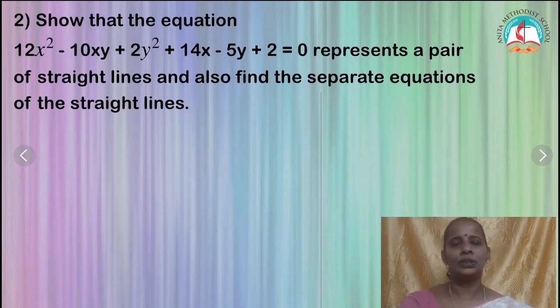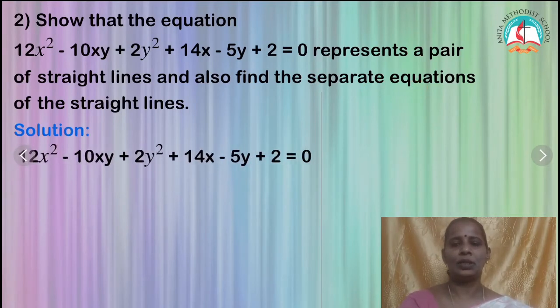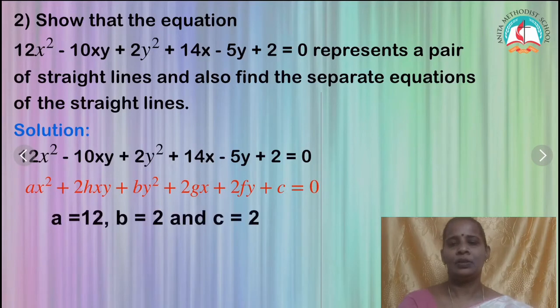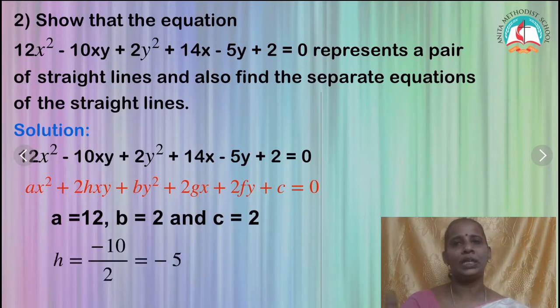Okay, look at this question. I want to prove it represents a pair of straight lines and find the separate equations. First you write the equation, then you write the general equation. After that write the values for A, B and C. What do you mean by A, B, C? A is the x square coefficient, B is the y square coefficient and C is the constant term. From the equation take them as they are.